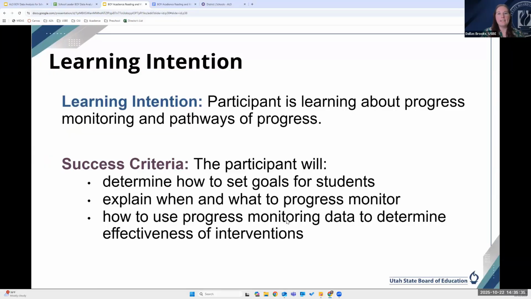So we're going to jump into the second part of our training today, and that is learning about progress monitoring and pathways of progress. We are going to use the information that we learned today to determine how to set goals for students, explain when and what to progress monitor, and how to use progress monitoring data to determine the effectiveness of interventions. As we go through the second half, a lot of it I will be directing towards the Acadience reading assessment and literacy. However, everything that I say is best practice for math as well, and so you can apply it to either content area.